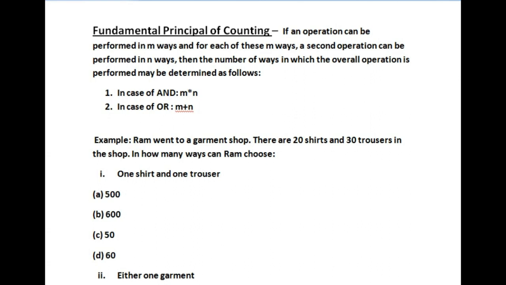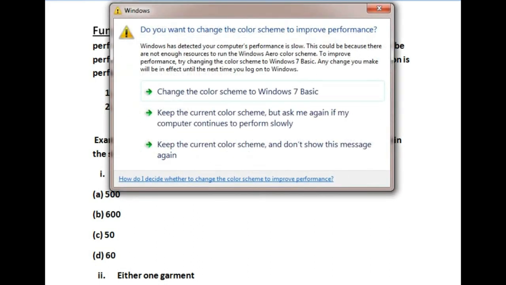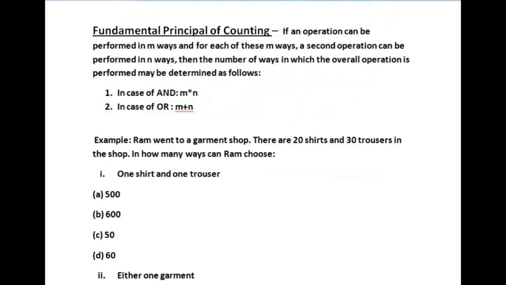Let us see the example question. Ram went to a garment shop. There are 20 shirts and 30 trousers in the shop. In how many ways can Ram choose, the first point, one shirt and one trouser?